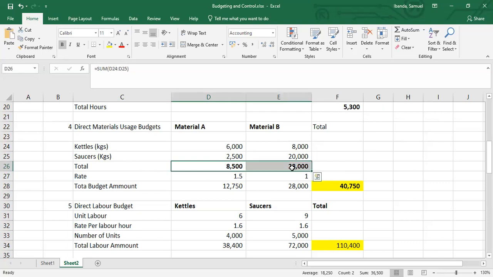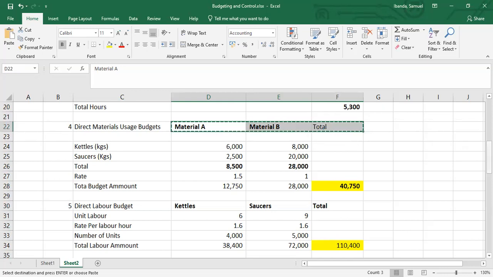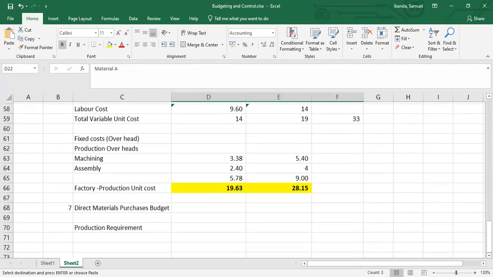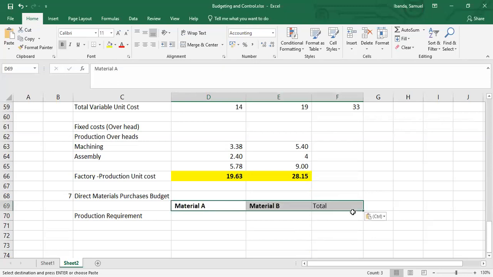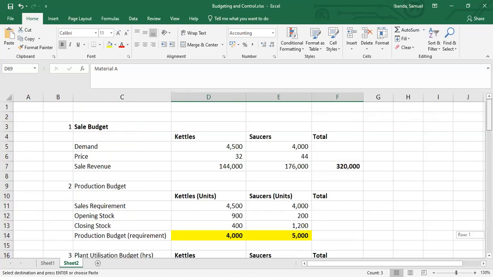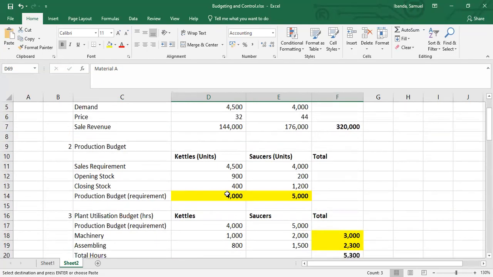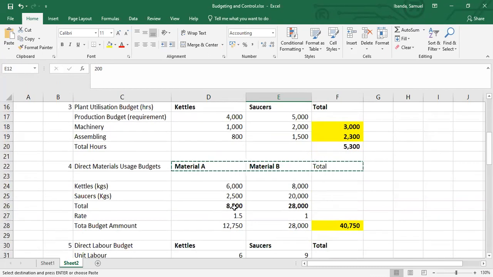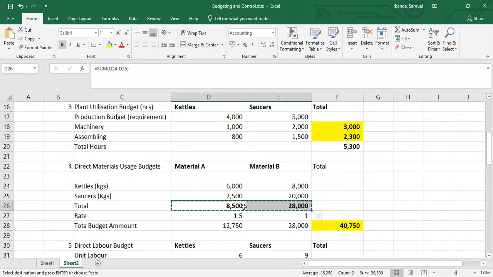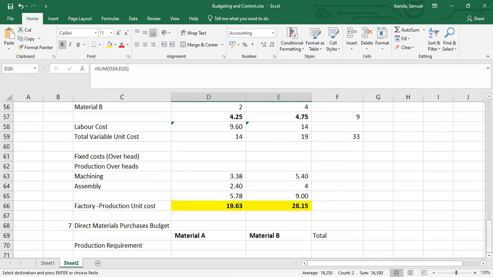So this is our usage, and I'll just make this heading down here so that it gives us a picture. So if that is material A and material B, what I'm trying to first look at is what exactly do I need in terms of production for materials. I need 8,500 kgs for material A and 28,000 for material B. So that is what I'll move down.